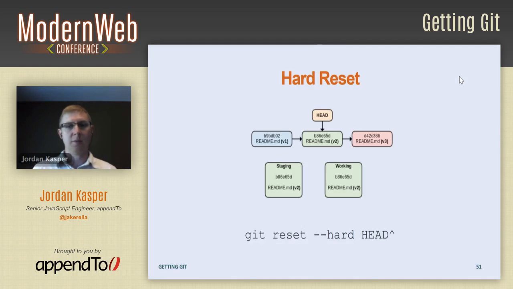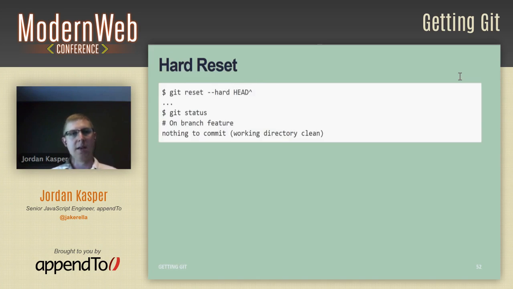And then, of course, we've got reset hard. And a lot of people are familiar with this. This resets all 3 areas. So your HEAD reference moves back to version 2, and both your staging and working directory are updated to match that point in time, that HEAD reference. So now all of our areas are in sync, and if we were to do git status, you could see that we're on whatever our feature branch is, and we have nothing to commit.